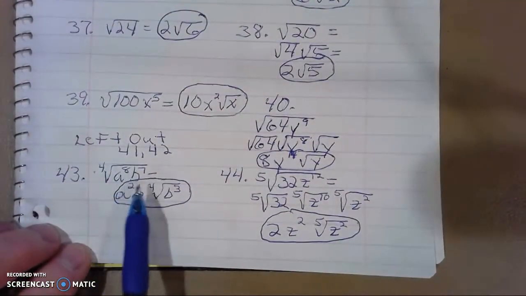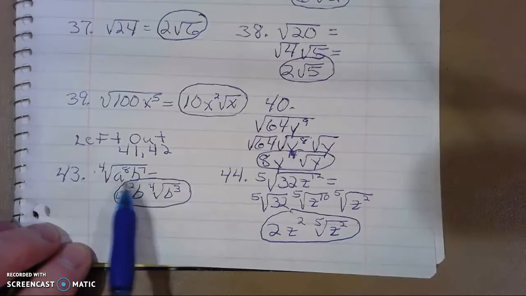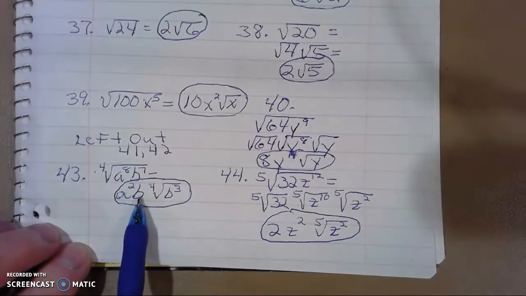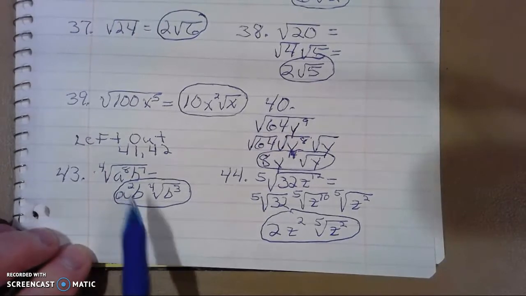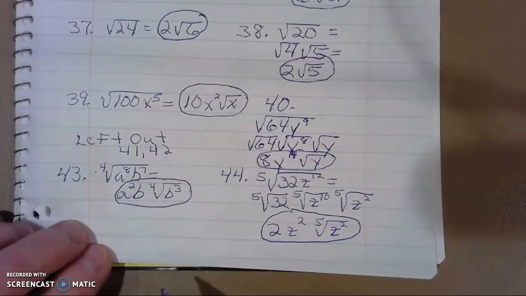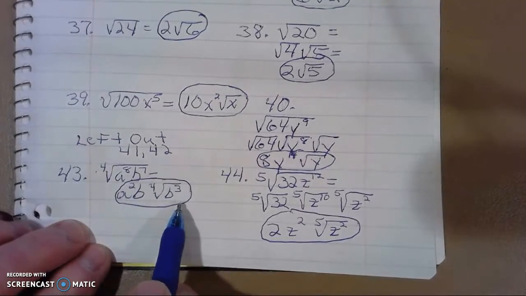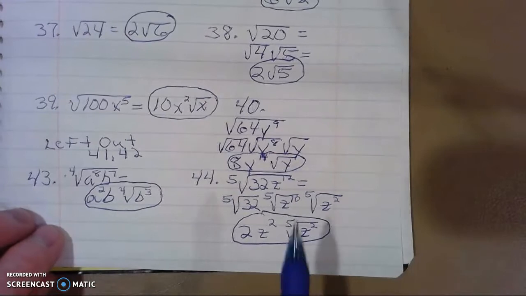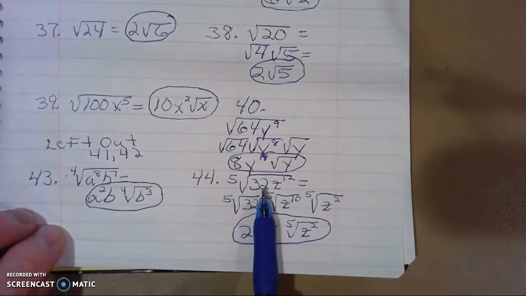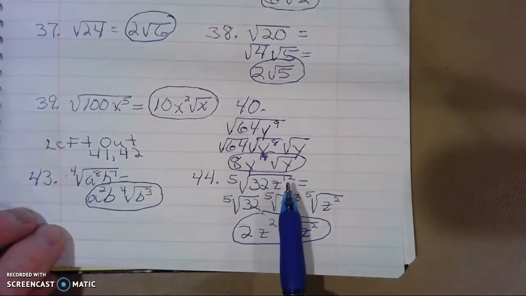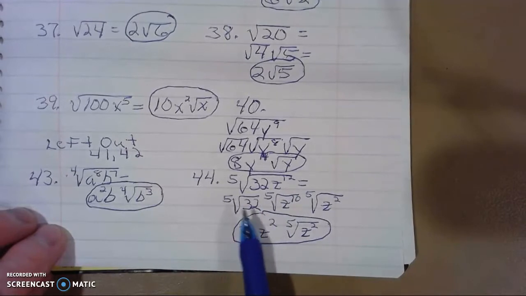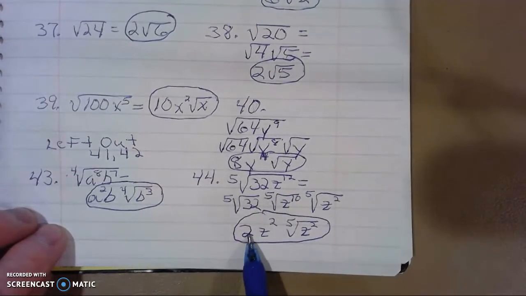4th root of a to the 7th, a to the 8th, b to the 7th comes out to a squared, b to the 1st, and then the 4th root of b cubed. 44, 5th root of 32, z to the 12th. Okay, so the 5th root of 32 is 2.